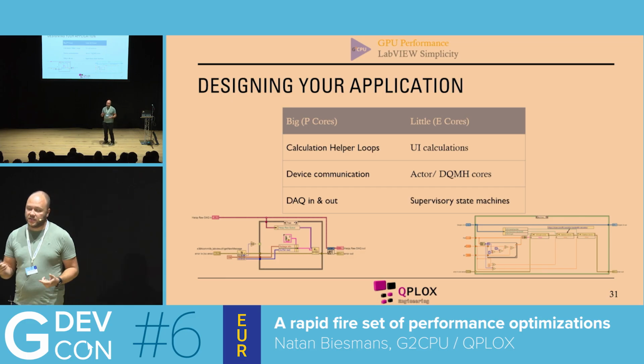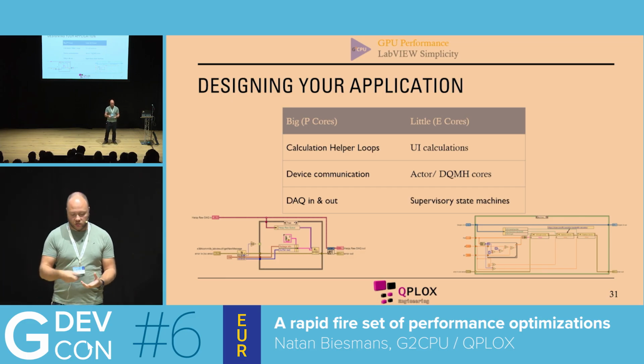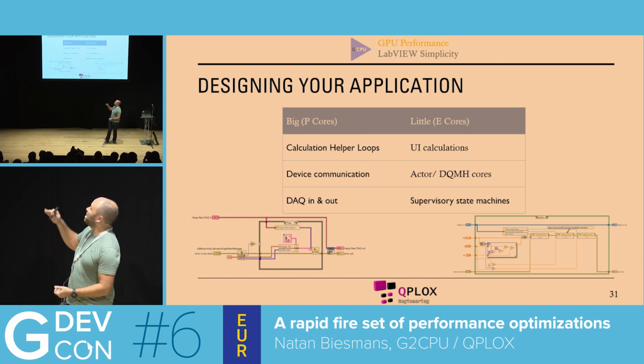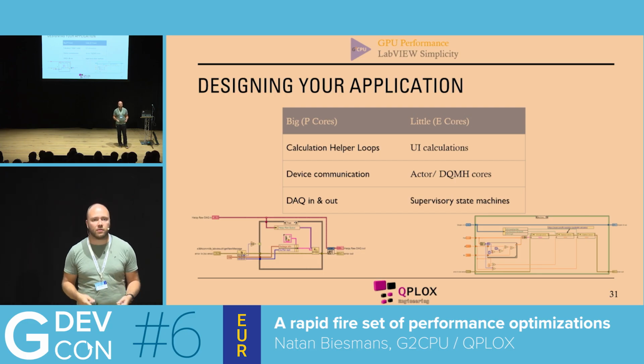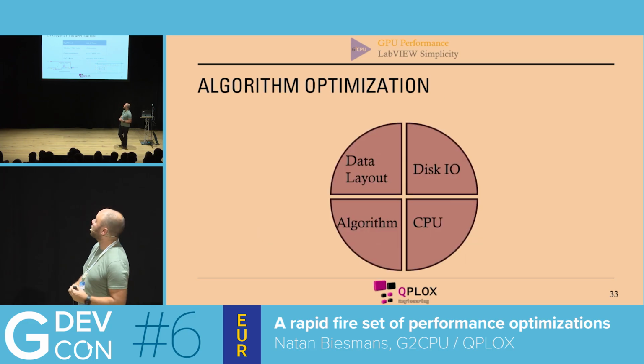Same if you have a state machine which just monitors a system. It doesn't really do that much. It's often better to make sure it's on an efficiency core, so those performance cores are available for the actual high throughput part of our application.